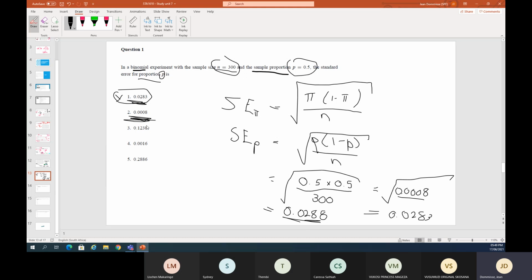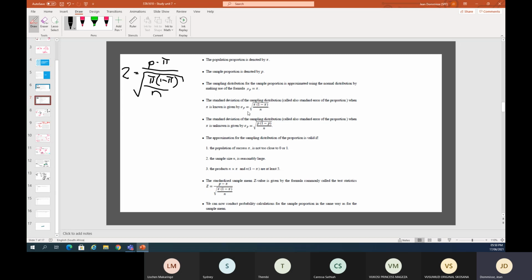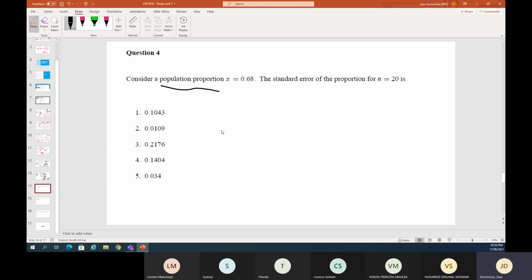Okay, so basically working out the sample proportion, and again, remember, the sample proportion is written with a P, and the population proportion is written with a different symbol. If we go back to our previous slides, the population is denoted by that, and the sample proportion is denoted by the P. Okay, let's go into the next question.